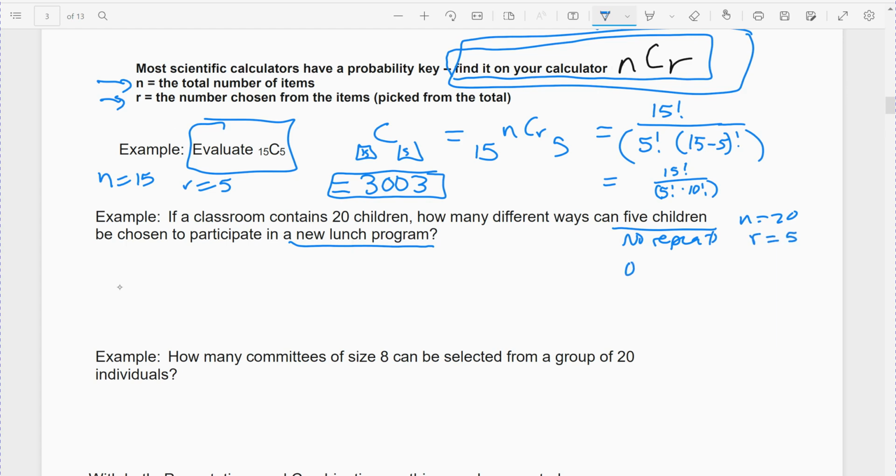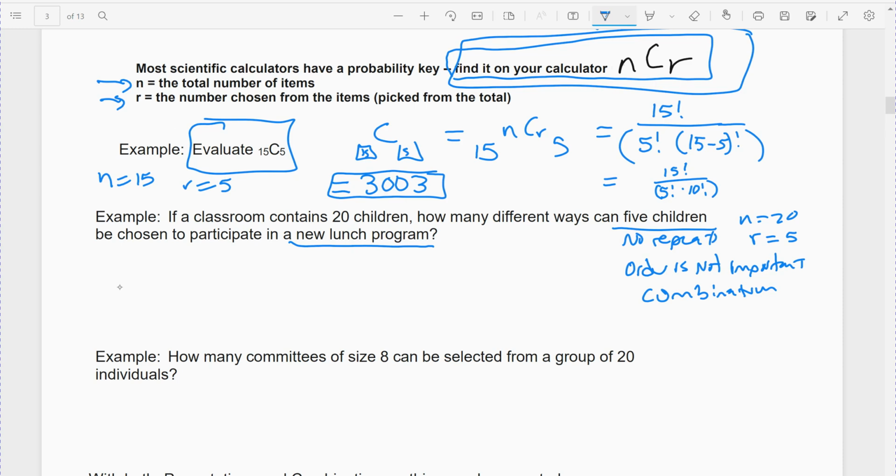It is a combination because order is not important. As long as you're selected, you get to do the new lunch program. Whether you were selected first, second, third, fourth, or fifth, it doesn't matter. If you're the first picked or the last picked, you still get to do the new lunch program. There's no rank to the selections. There's no difference in those 5 kids going to the new lunch program, no matter how they were picked. So it's a combination.